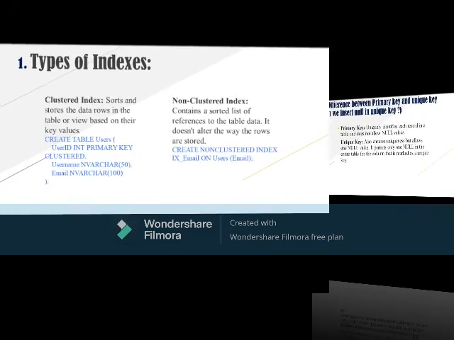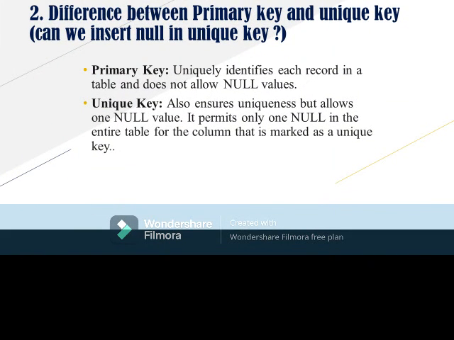Babu, is there any difference between primary key and unique key? A primary key uniquely identifies each record in the table and does not allow any null value. A table consists of only one primary key. A unique key also ensures uniqueness, but allows one null value. It permits only one null value in the entire table or the column that is marked as a unique key. That's a major difference between those keys. Okay, so we can insert a null value in a unique key. We can. Okay.